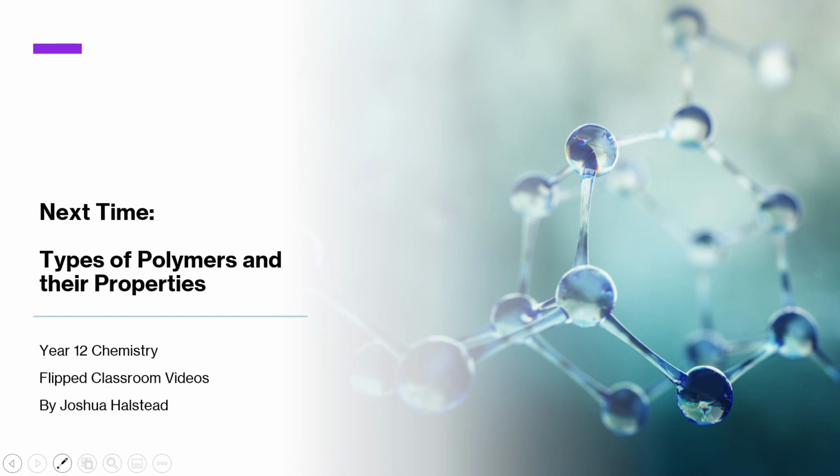Now that we've got a little bit more of an understanding of what addition and condensation polymers are, in the next lesson and in the next video, our major focus is going to be on the properties of those polymers. We've seen different polymers. We know that they have different structures. We know that they have different functional groups in them. And we're going to be looking really closely at what that means for the properties of plastics and polymers themselves.